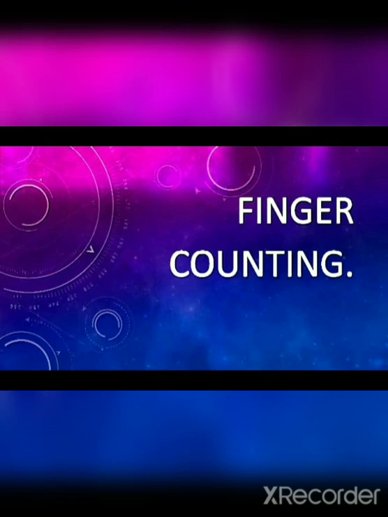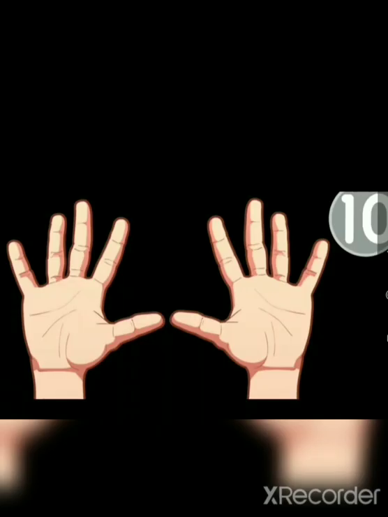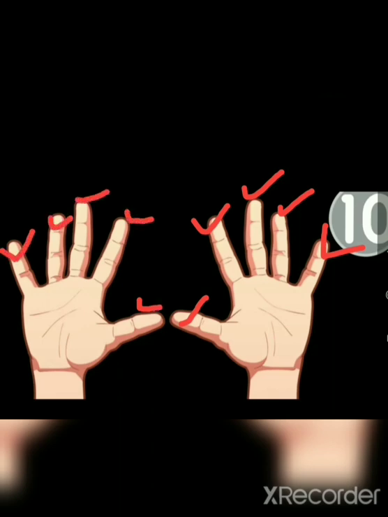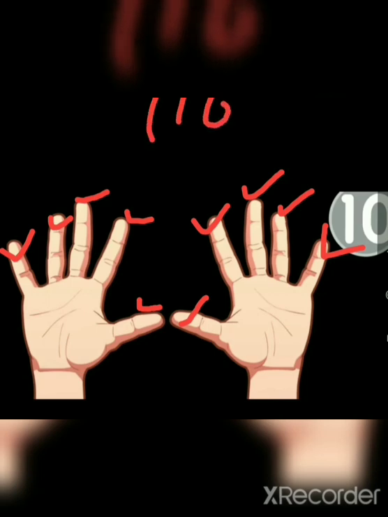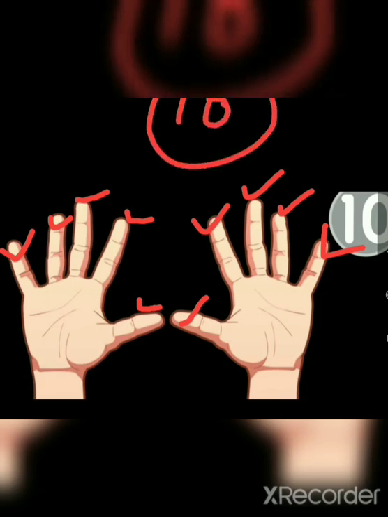Next method is finger counting. In this method, we will use fingers of our hands to count the numbers. First we will know how many fingers are there in both the hands. 1, 2, 3, 4, 5, 6, 7, 8, 9 and 10. There are 10 fingers in both hands.